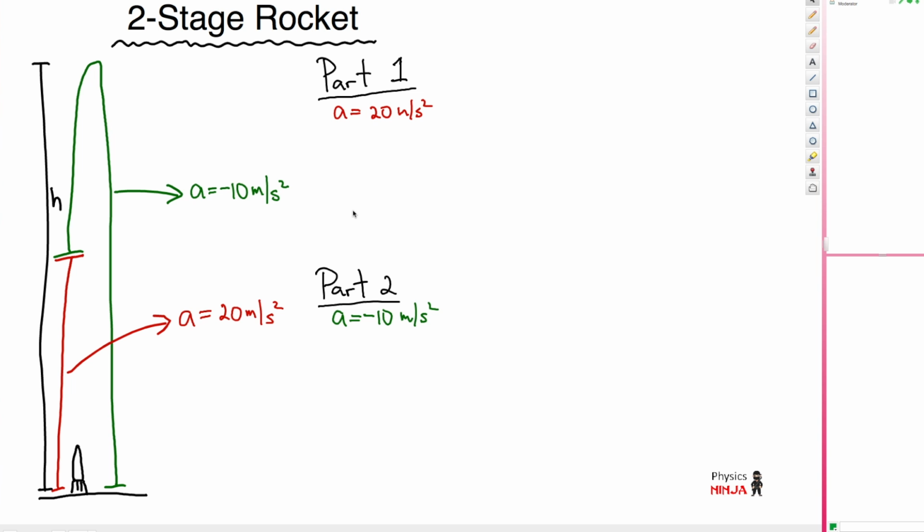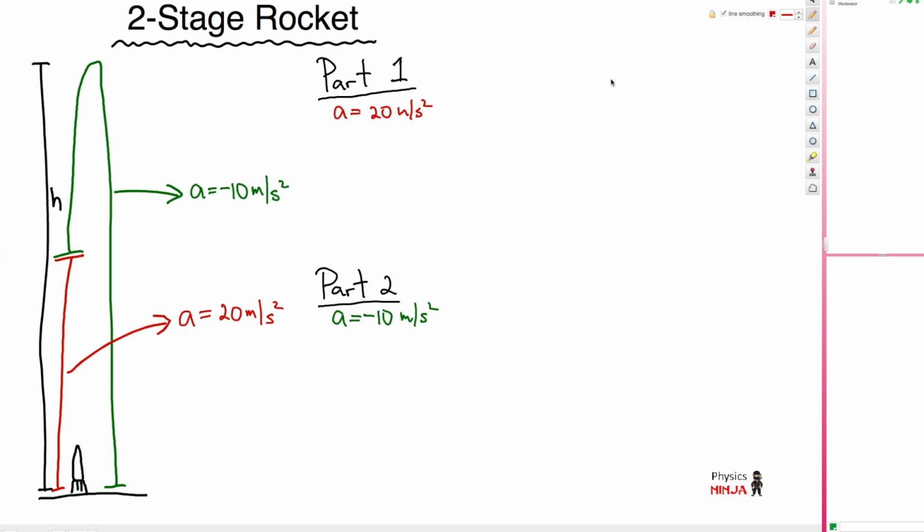Okay, so let me go back to my 2-stage rocket problem. We had that the first part, the rocket was accelerating at 20 meters per second squared, then the rocket turned off. And for the second part, we simply have that the rocket is accelerating at the acceleration due to gravity, and we know the acceleration is in the opposite direction, so it has a negative sign, and we're just going to assume it's negative 10 rather than minus 9.8 meters per second squared. Okay, the first question I had was, what's the total height? I'm going to call that the total height h. That's what we're trying to find.